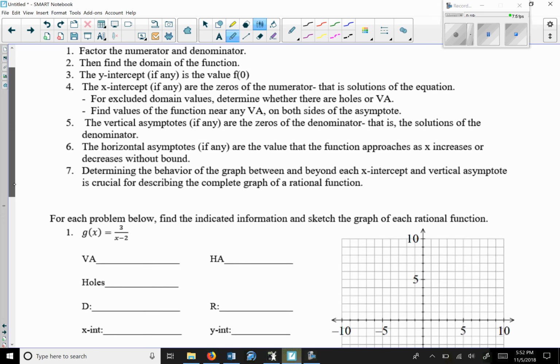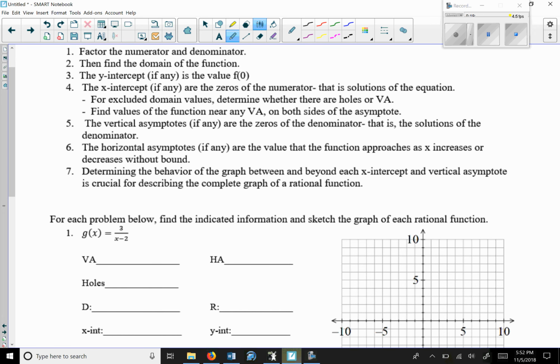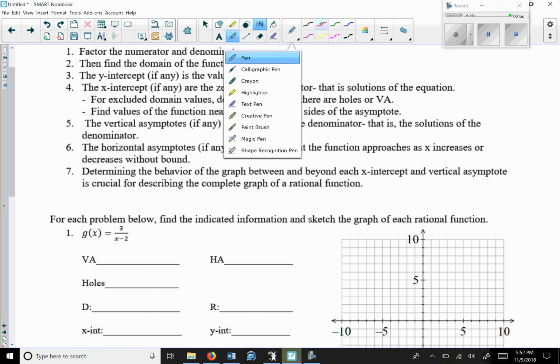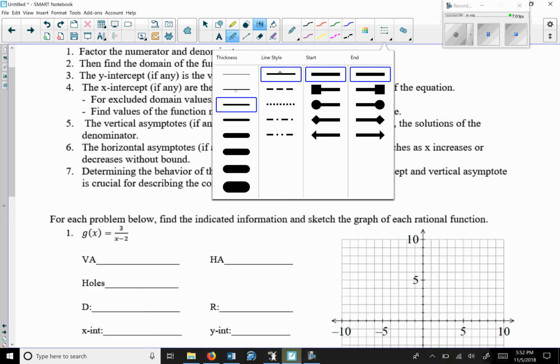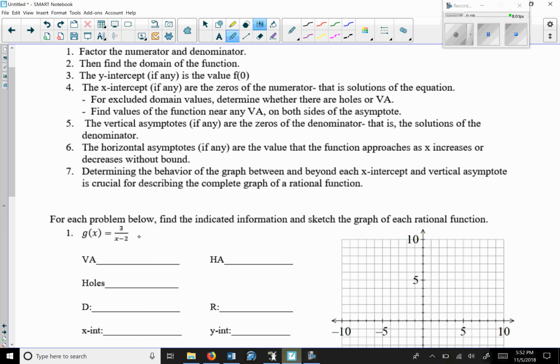So the next easiest thing to do would be to find the domain of the function. So when you're finding the domain of the function, recall that you are looking at what makes the denominator 0. So in this case, if we set the denominator equal to 0, we get x is equal to 2. So that means my domain is all real numbers except for 2. So negative infinity to 2 and 2 to infinity.